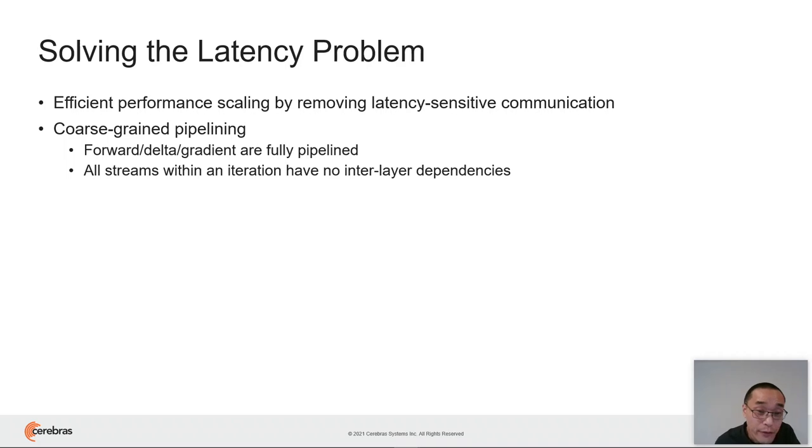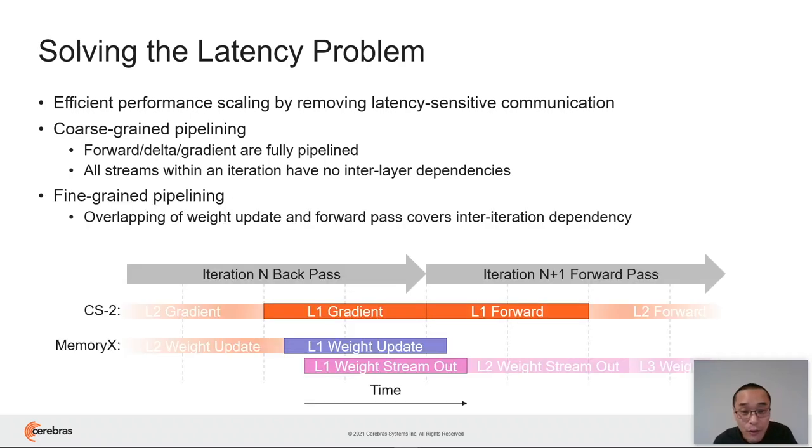And second, to cover the dependency between training iterations, we actually overlap the weight update with the forward pass of the same layer. This forms a fine-grained pipeline of the updated weight matrix with the forward pass that's actually consuming it. And since the CS2 is processing the weights individually, we can stream out the weights immediately as they're being updated, so the forward pass can proceed without having to wait for the entire weight matrix to be updated. By using these pipelining techniques, the weight streaming execution model can hide the extra latency from external weights, and we can hit the same performance as if the weights were locally on the wafer.